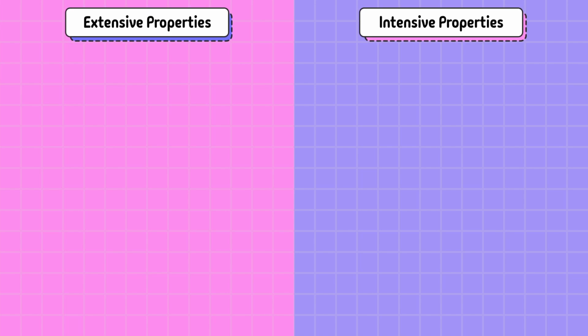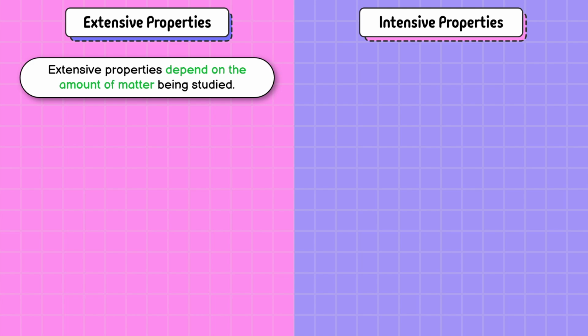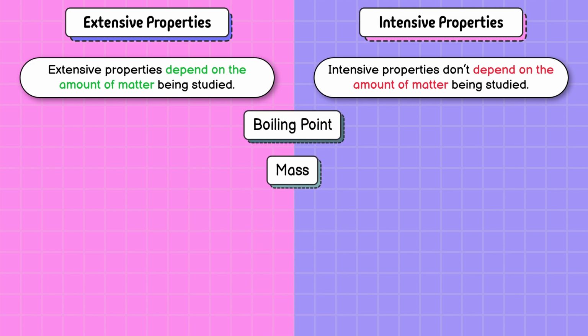The second category of properties include extensive properties and intensive properties. The main difference between these two types of properties is their dependence on the amount of matter being studied. Extensive properties depend on the amount of matter, while intensive properties don't. To further understand this difference, let's take these two properties and try to classify them into their respective categories. Mass is a property that depends on the amount of matter being studied. If you increase the amount of matter, the value of mass will always go up.